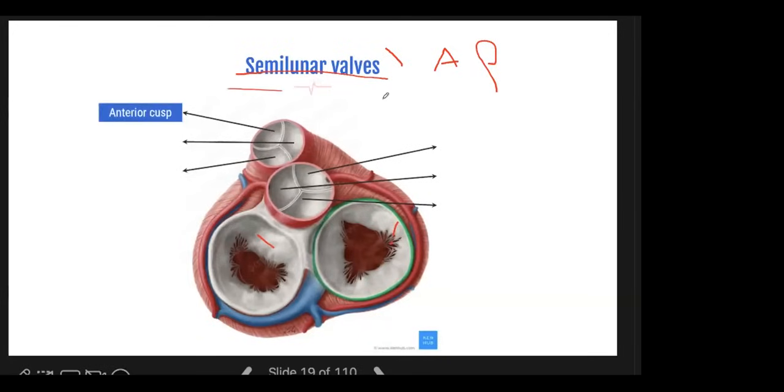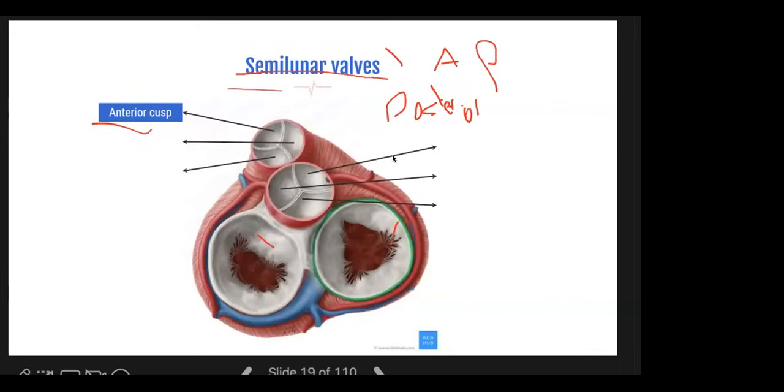They're of course aortic and the pulmonary. So one of them has an anterior cusp and one of them has a posterior cusp. Can anyone tell me which one is which? So they both have right and left cusps. I think the one with the anterior cusp is the pulmonary trunk.